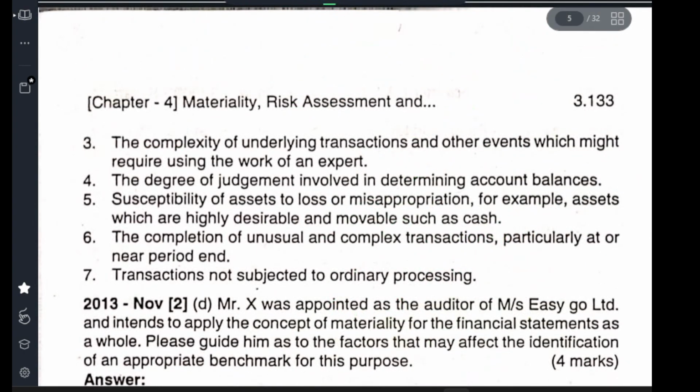Second, complex underlying transactions or other events which might require using the work of an expert. Sometimes they outsource their work, and an expert is doing that work. If you have a doubt about the expert's work, then there is an inherent limitation. Also, the degree of judgment involved in determining the account balances.